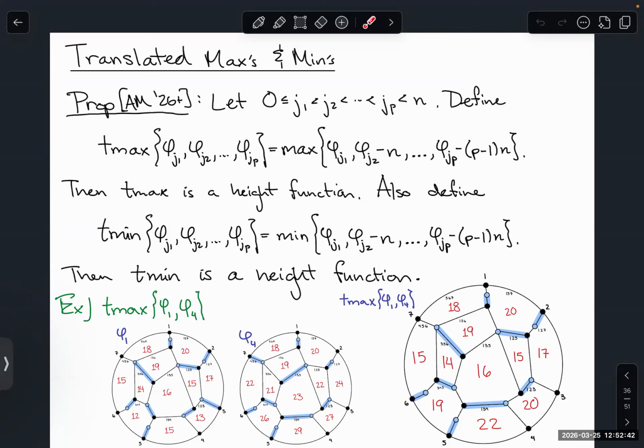So these constructions are the candidates for what gives us our extremal matchings, right? From the start, we said T maxes corresponded to minimal matchings, and T mins corresponded to maximal matchings.